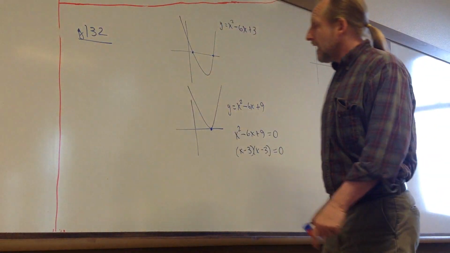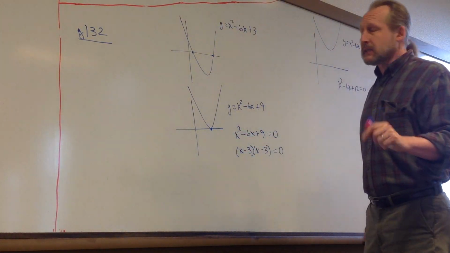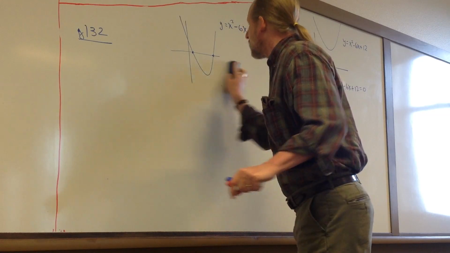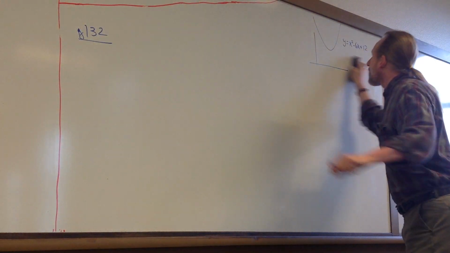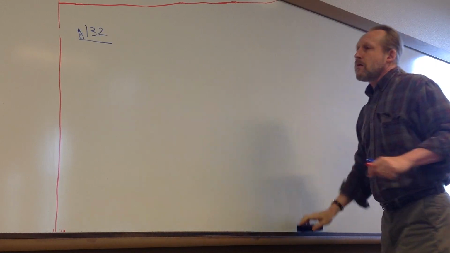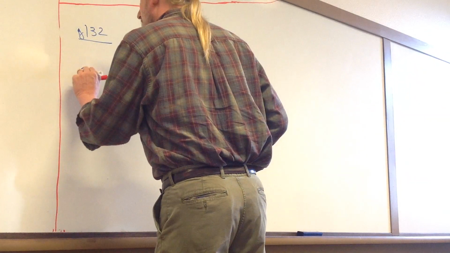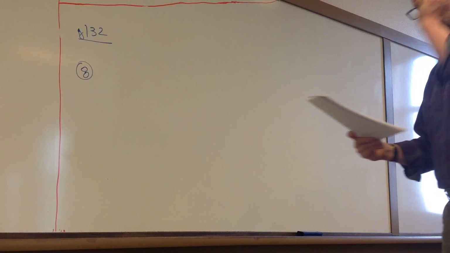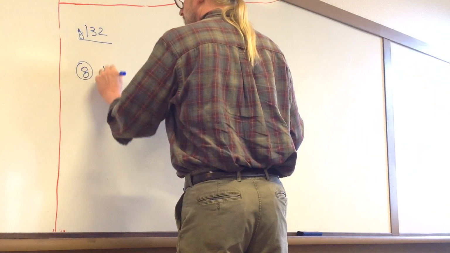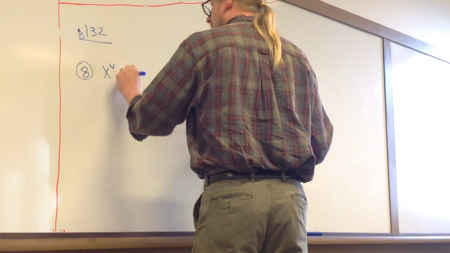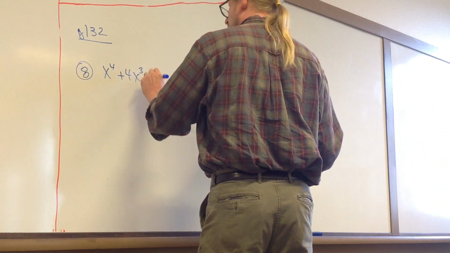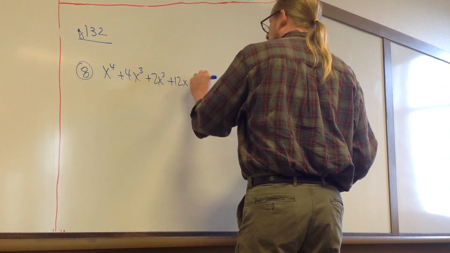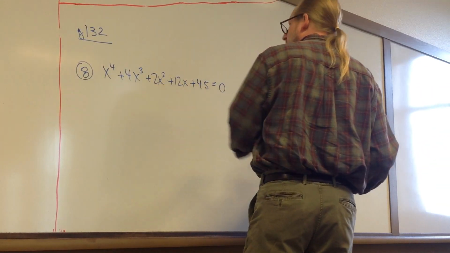All right, so in problem 8, and I'm going to do problem 7 as an example in a minute as well, we'll see this. That's the sort of indication that you've got a repeated root. All right, so problem 8. This one is also fourth degree, so x to the fourth plus 4x cubed plus 2x squared plus 12x plus 45 equals 0.